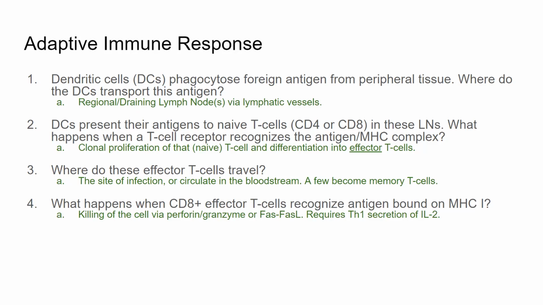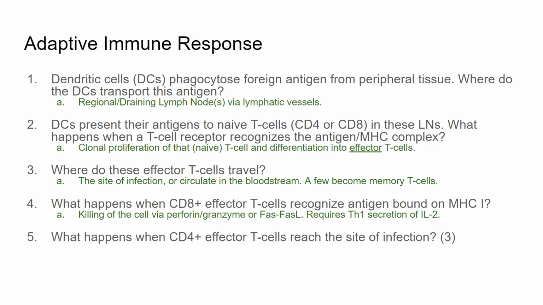Okay. This requires IL-2 from Th1 cells primarily. Okay, what about CD4 T cells? This is a little more tricky. So there's three different things that happen in order for the T helper cells.